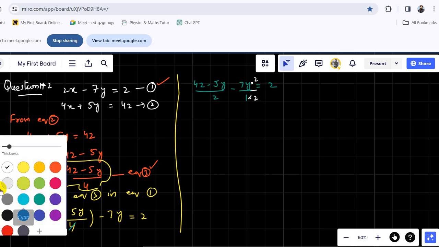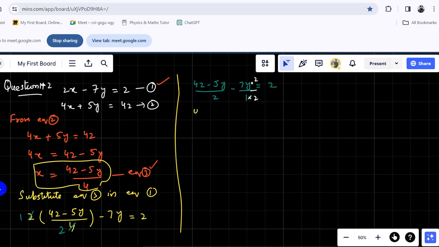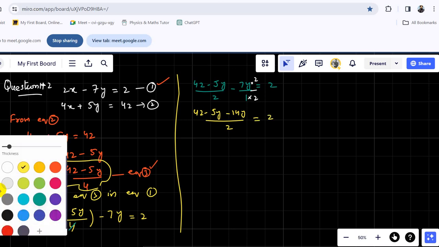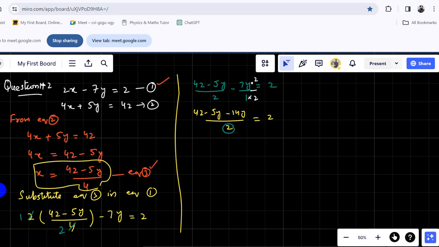And simplify this. So now this will be 42 minus 5y minus 14y upon 2 equals 2. Can I shift this 2 on this side or not? If I shift this 2 on the right side, should I add this, subtract this, or multiply this? Yeah, because it is in the denominator, when I need to shift this on the right side, it should be multiplied on the other side.